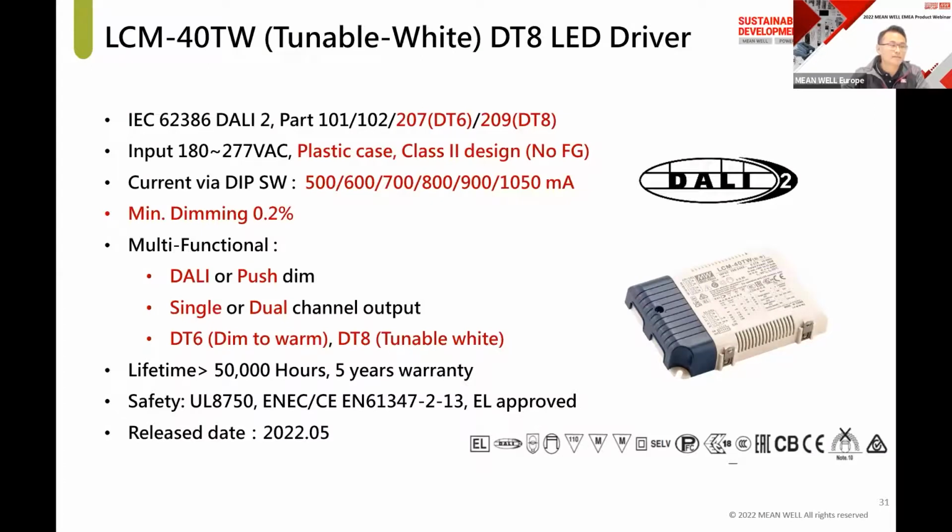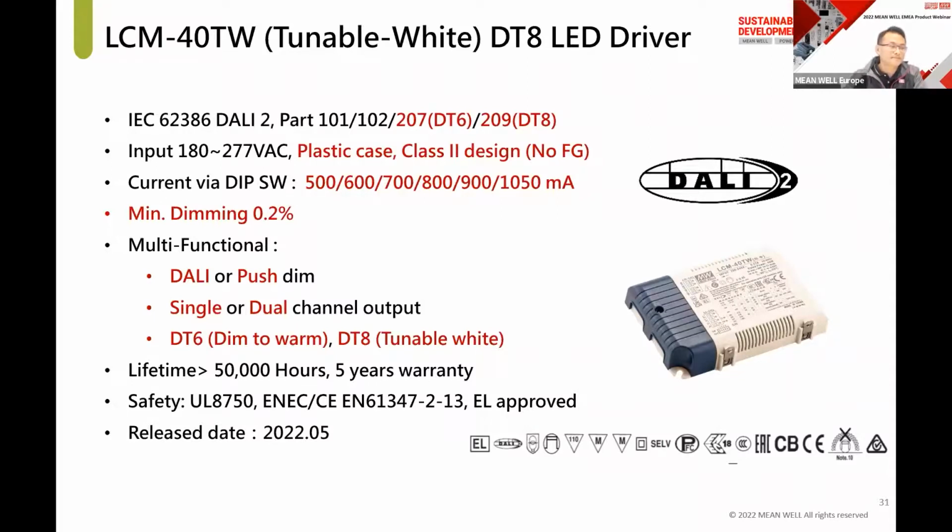LCM TW has a 2-channel output. You can set the output in either DT6 or DT8 mode. For example, if we use LCM in DT8, it means one channel for the cool white and another channel for the warm white. Regarding DT6, either set the LCM in a 1-channel DT6 output or set 2 channels for the dual DT6 output. 2-channel DT6 output means they can control 2 lamps independently with 2 DALI addresses.